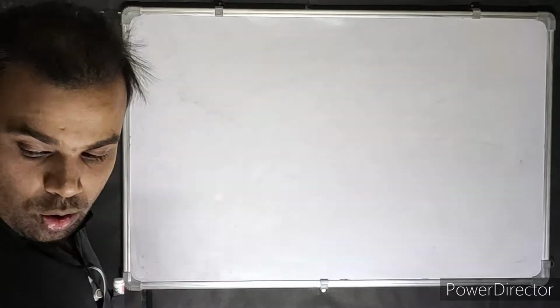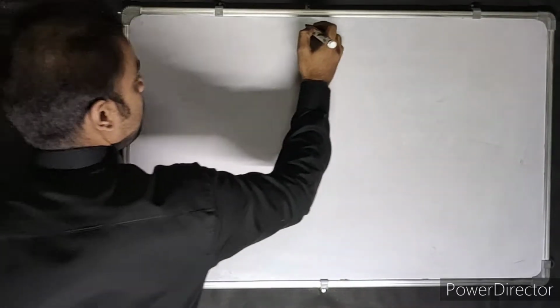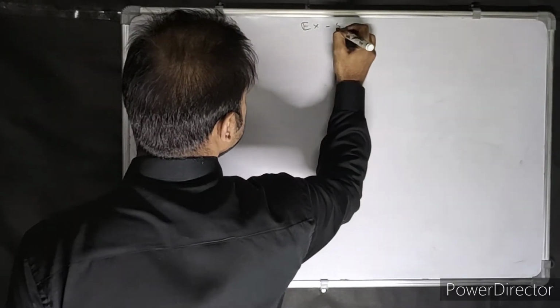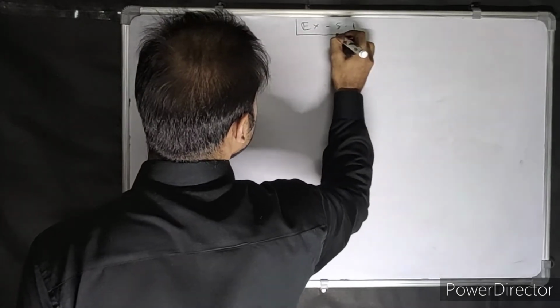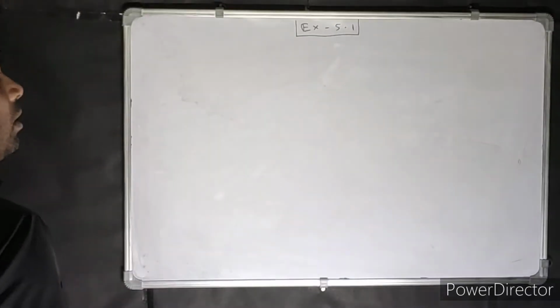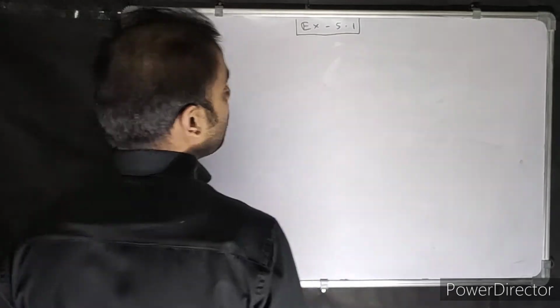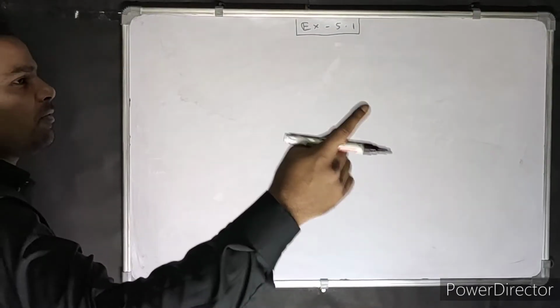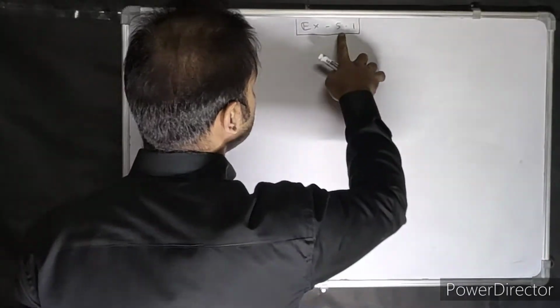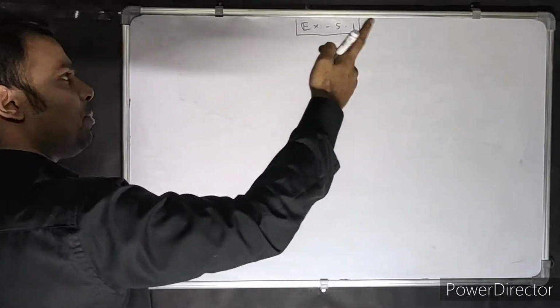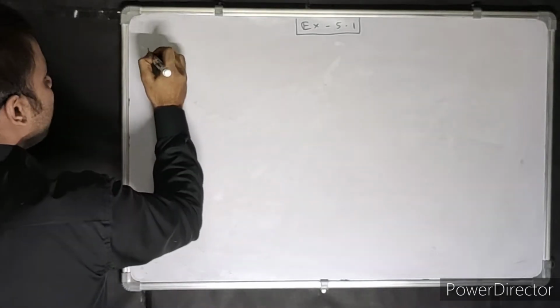So the first question, the exercise is given as exercise 5.1. There are many exercises in this chapter, Continuity and Differentiability. So we start with exercise 5.1. We'll go to 2, 3, 4, 5, 6, 7, 8, 9, 10. Exercise 5.1, 5.2, 5.3, 5.4 like that. Many are there. So let's start with the first one.